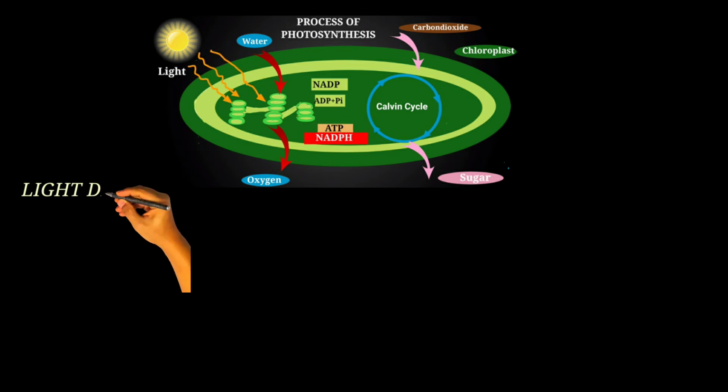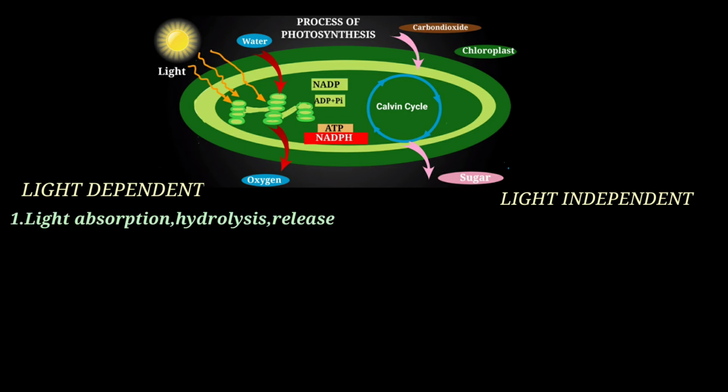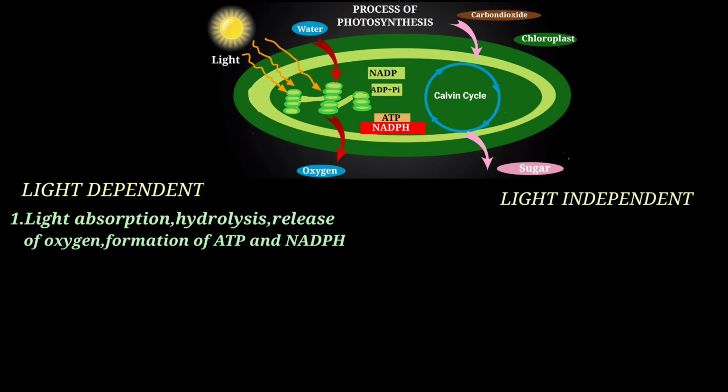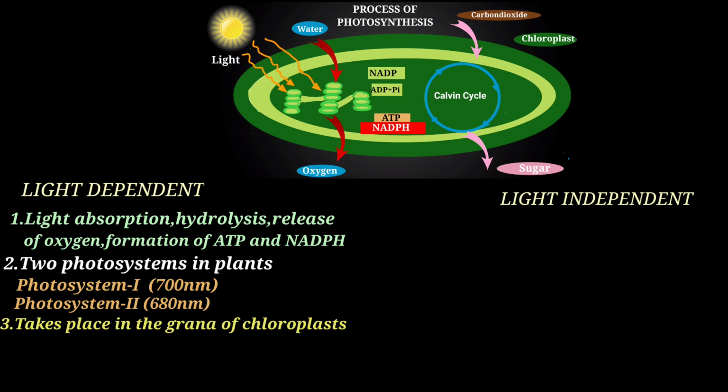The process of photosynthesis occurs in two stages: the light dependent reaction or light reaction, and the light independent reaction or dark reaction. The light dependent process includes a series of events such as light absorption, hydrolysis and release of oxygen, and formation of ATP and NADPH. There are two photosystems in plants. Photosystem one absorbs light at a wavelength of 700 nanometers, whereas photosystem two absorbs light at a wavelength of 680 nanometers. The light reaction occurs in the grana of the chloroplast.